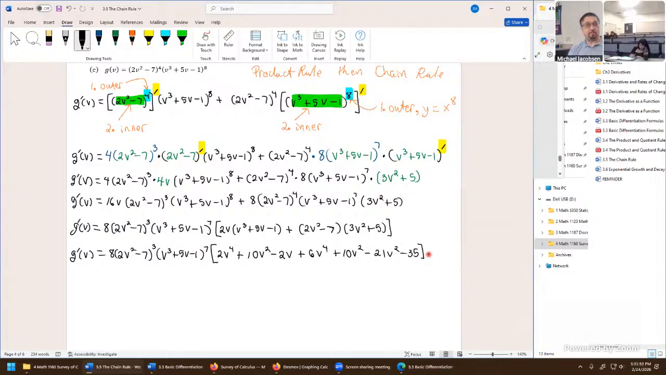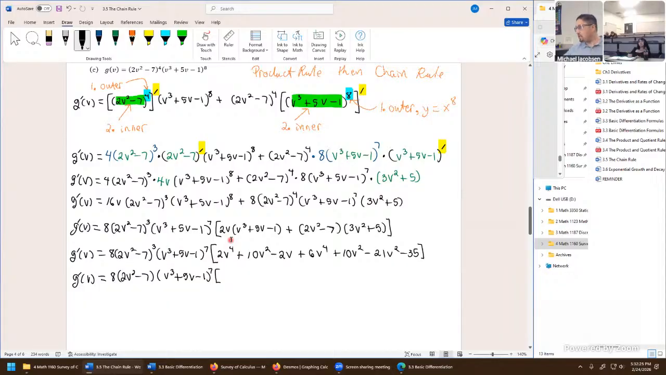Okay, we're almost there. This is not the worst problem in the world for the calculus, but a very messy algebra problem, and we nearly are at its completion. G prime at v becomes 8 times 2v squared minus 7 v cubed plus 5v minus 1 to a power of 7. My penmanship is kind of going down. Let me revise that. I'll leave it a bracket just to show where the next result is coming from.